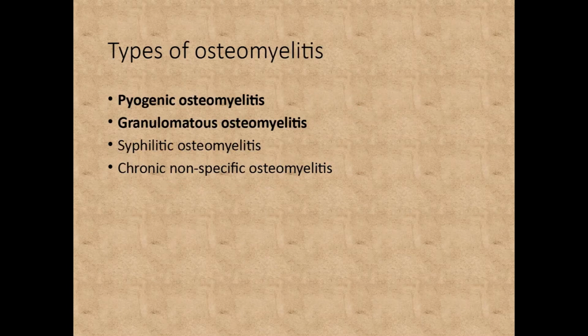These are some of the types of osteomyelitis, namely pyogenic osteomyelitis, which is caused by various bacteria, granulomatous osteomyelitis, which is caused by a different set of organisms. Then there is syphilitic osteomyelitis caused by Treponema pallidum. And finally, there is chronic non-specific osteomyelitis. Out of these four topics, pyogenic osteomyelitis and granulomatous osteomyelitis, particularly tuberculous osteomyelitis, are important topics for exam.